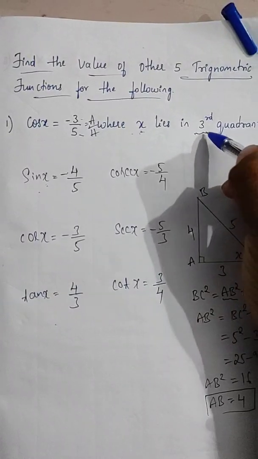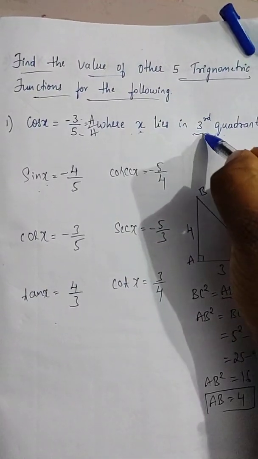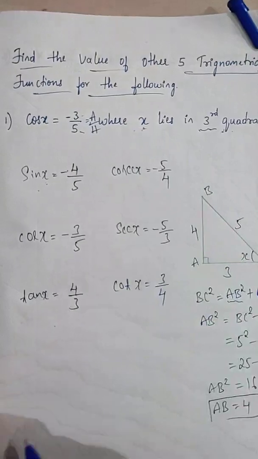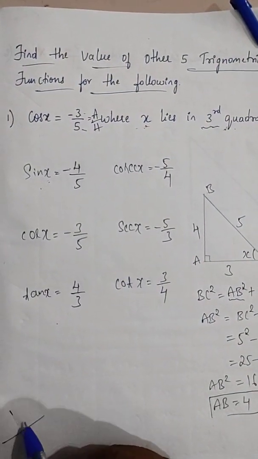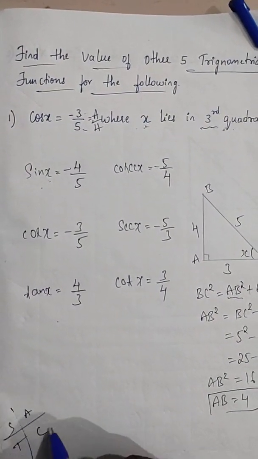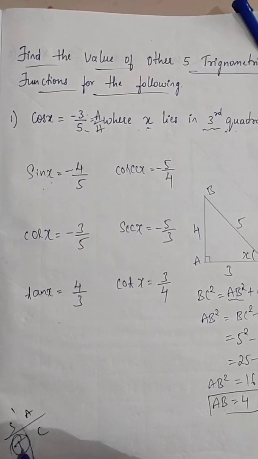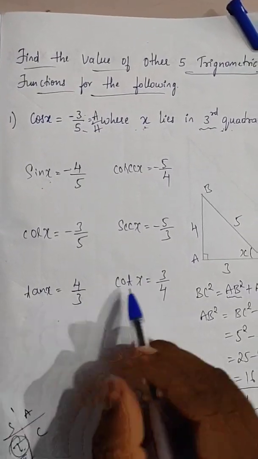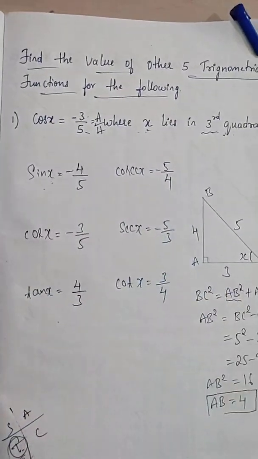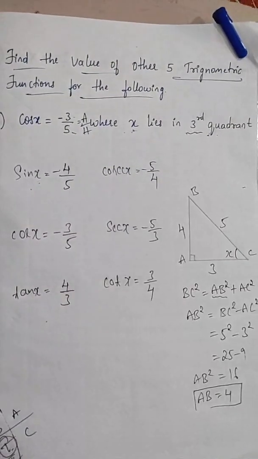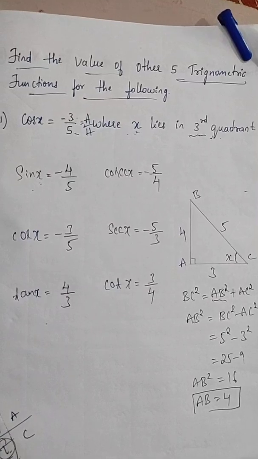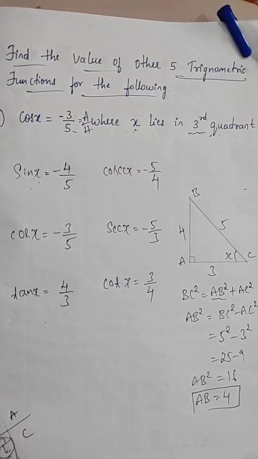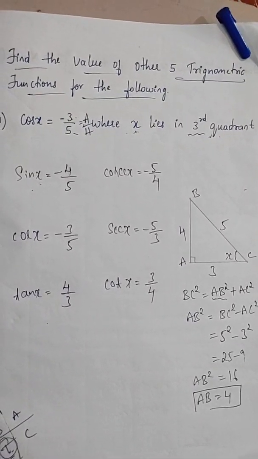So since x lies in the third quadrant, third quadrant means ASTC rule. A S T C. Here T means tan. Tan means which quadrant? Third quadrant. So except the tan and cot, all are negative. Is it clear? So this is how we are done. So very easy. Is it clear? So it will be for 5 marks.